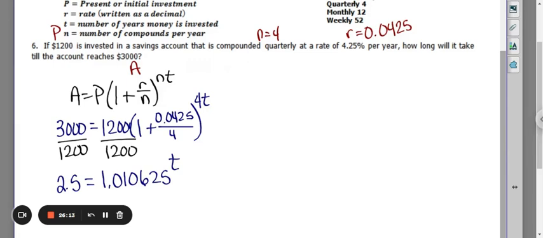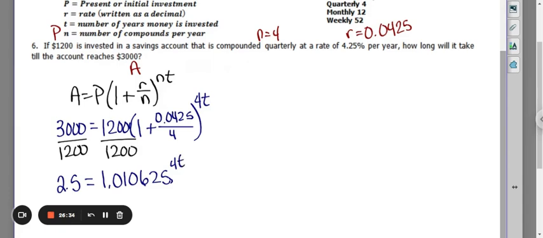What happened to the 4? I did 1 plus the 0.0425 divided by 4. So I just did all of that in the calculator. Yeah, but what happened to the 4 by the t? Oh, whoops. Yes. That one does still need to be there. Thank you.